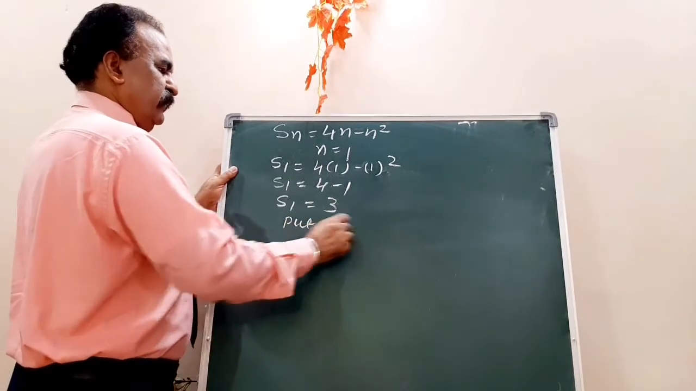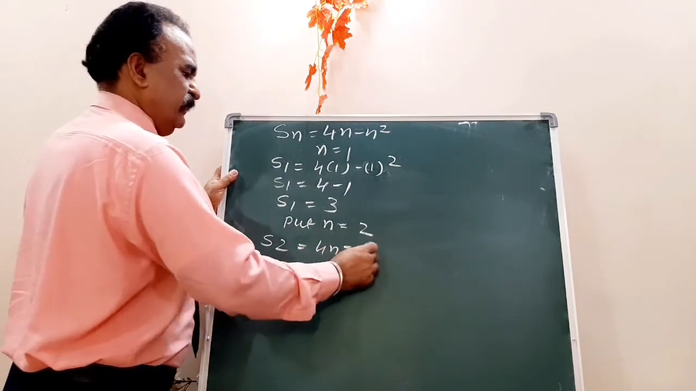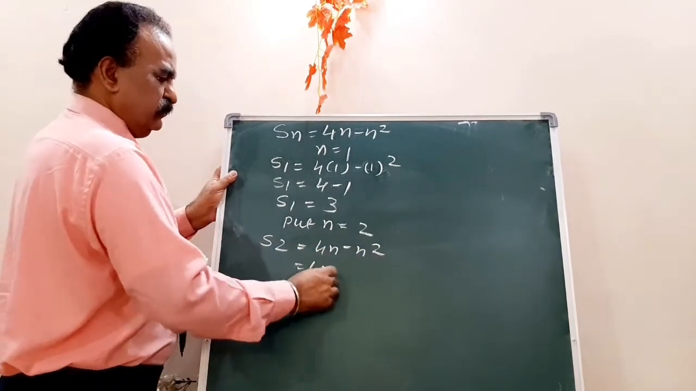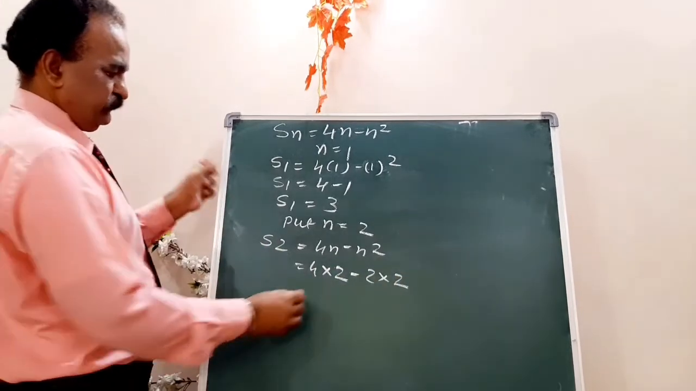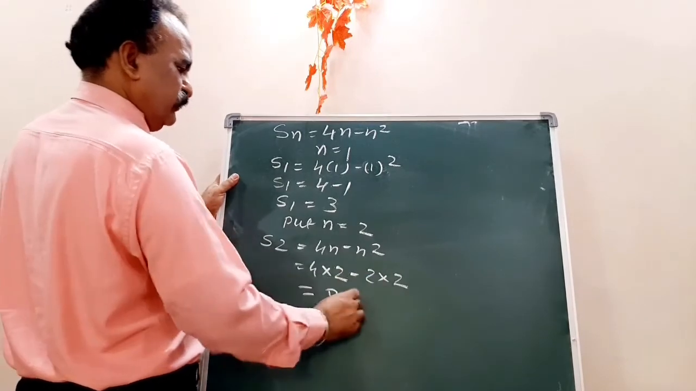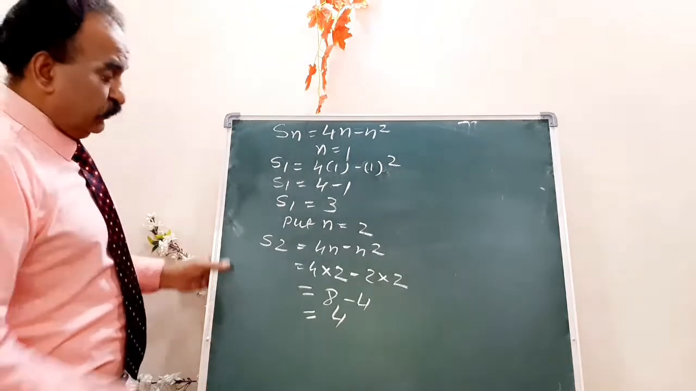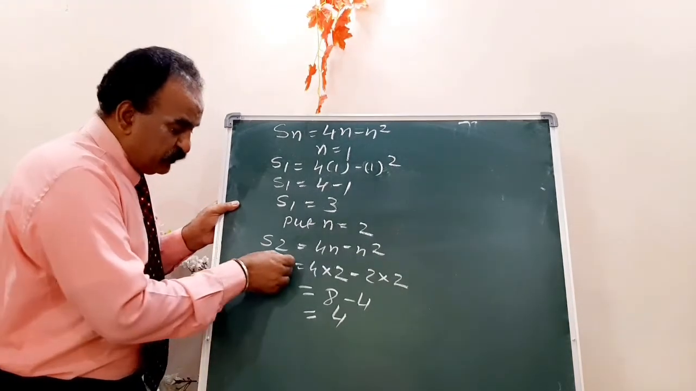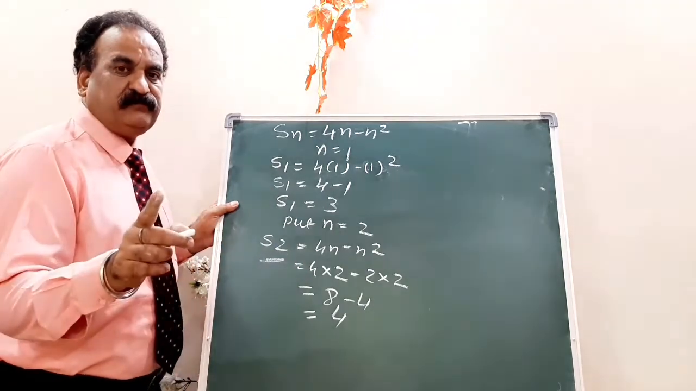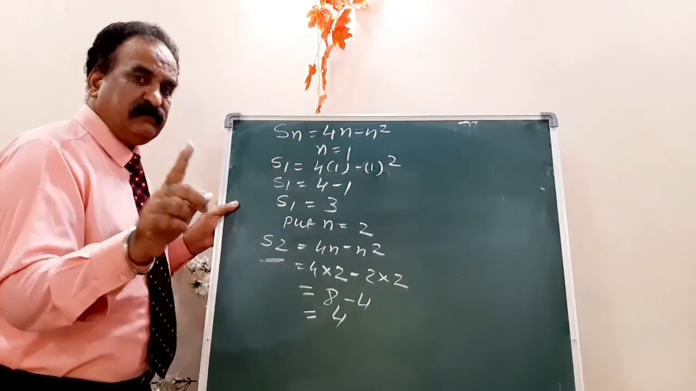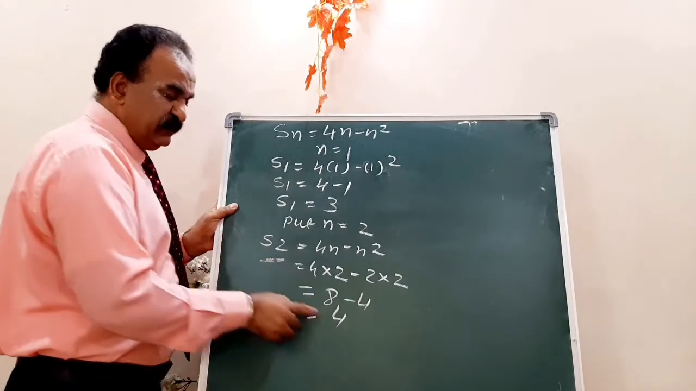Now S2. Put n is equal to 2. So S2 is equal to 4n minus n square. It means 4 into 2 minus 2 into 2, which is 8 minus 4, that means 4. So when you are getting here S2, this is the sum of two terms. And S1 is the first term. And S2 is the sum of two terms.